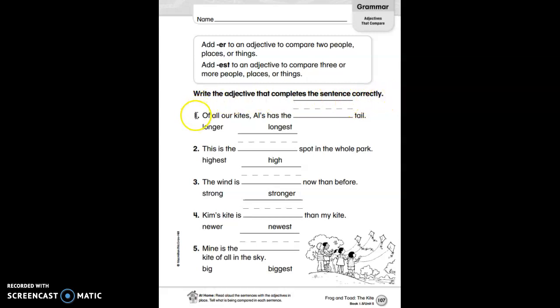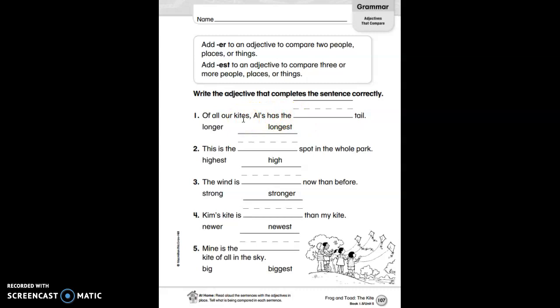Number 1. Of all our kites, Al's has the blank tail. Is there two or three or more? I need to know if we should use the word with longer or longest. Of all our kites, Al's has the blank tail.